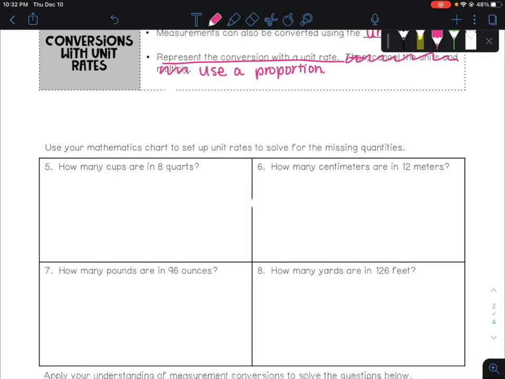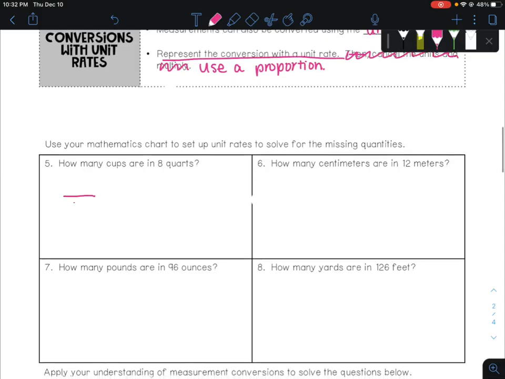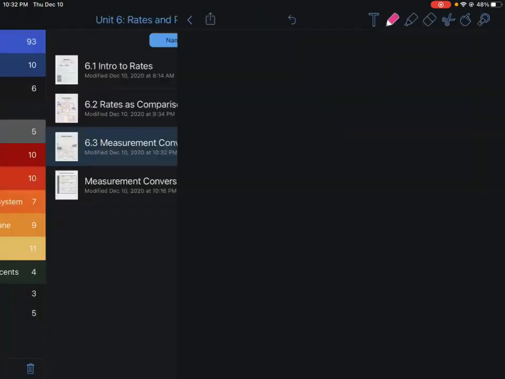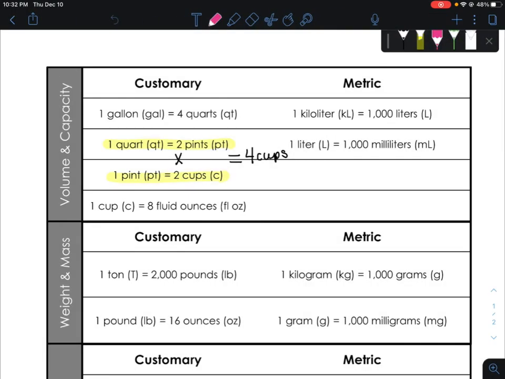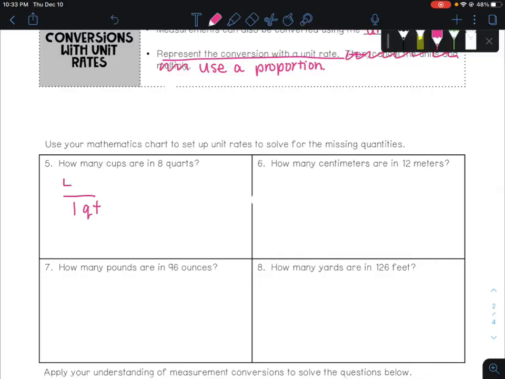So for number 5, how many cups are in 8 quarts? What we need to know is how many cups are in 1 quart if we're going to try to do this. So I'm going to put 1 quart on the bottom, and I need to know how many cups make 1 quart. So if I were to pop over to my reference sheet, you're going to see that this is the place where we have the quarts and the cups, and it's not a direct conversion. So 1 quart is 2 pints, and one of those pints is 2 cups. So that means we need 2 cups and 2 more cups to make a total of 2 pints or 1 quart. So it's going to be 4 cups.